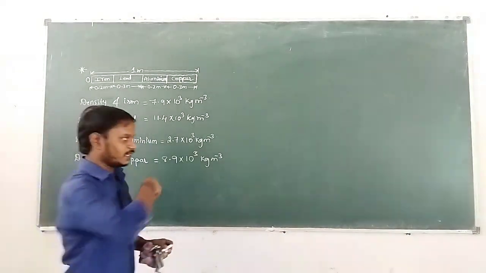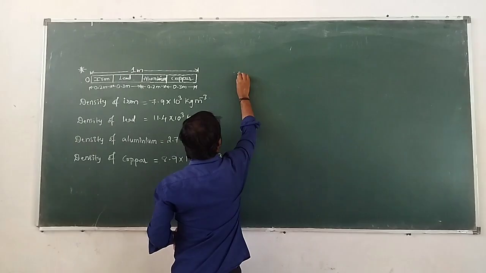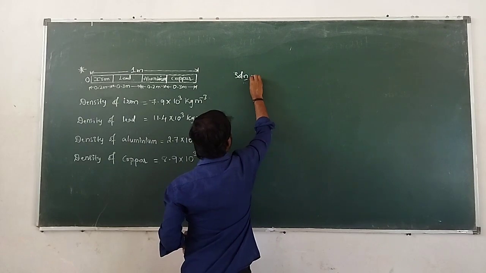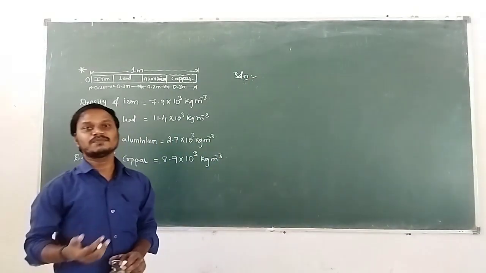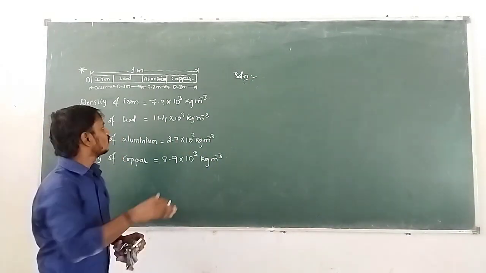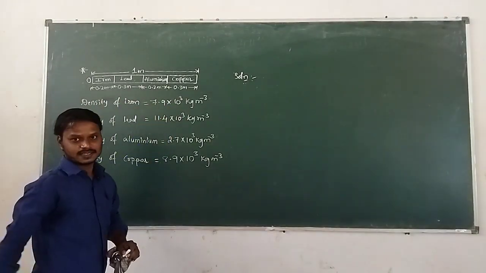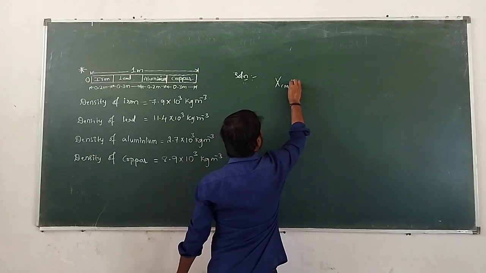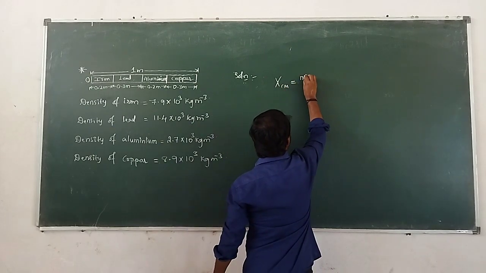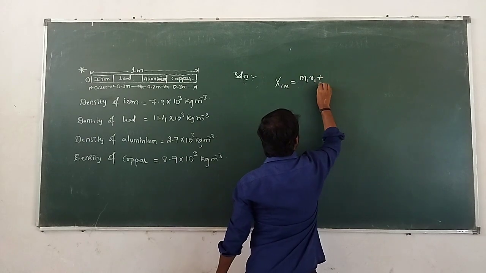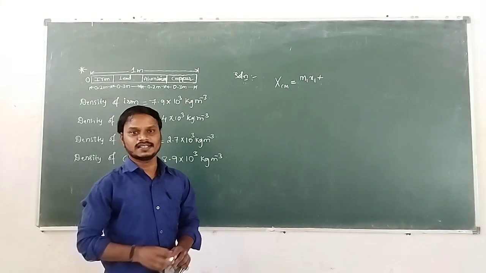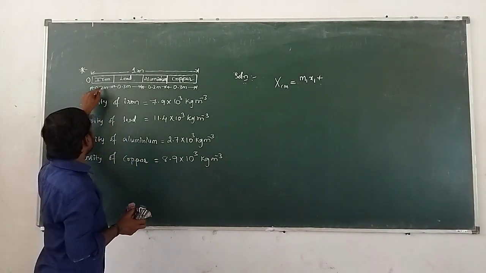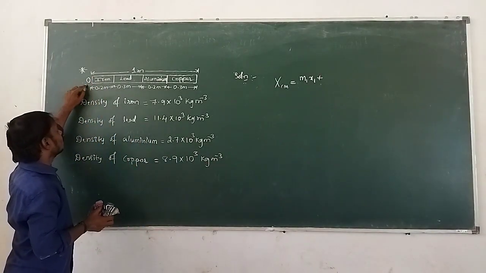How to find the mass here? So, solution for the given question. What is the formula to find the position of the center of mass along the x-axis? Because the rod is placed along the x-axis. What is the formula? That is XCM is equal to M1 into X1. Here M1 is nothing but the mass of the iron. X1 is nothing but the position of the total mass of the iron from the O.